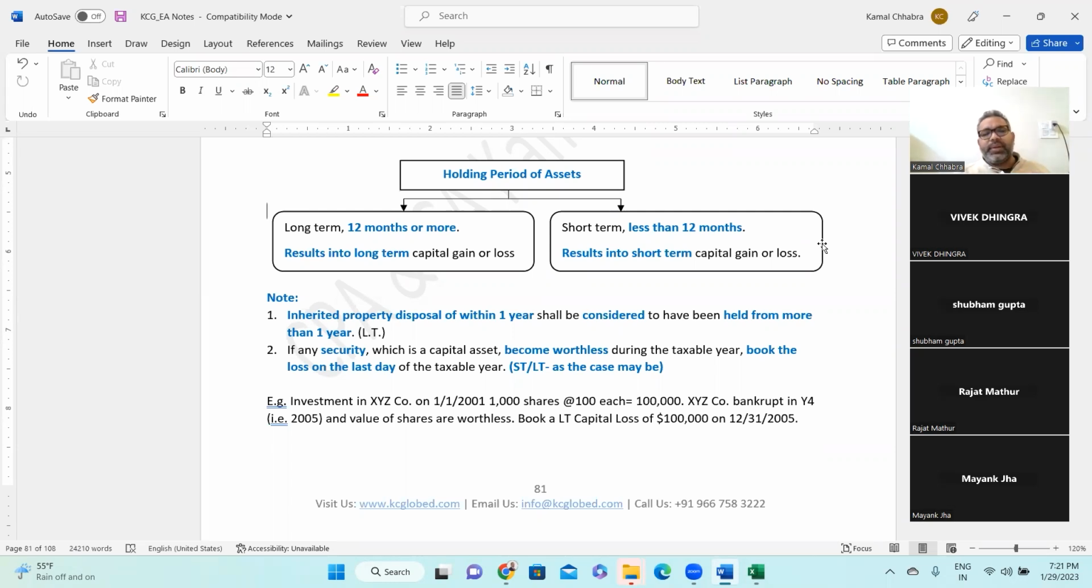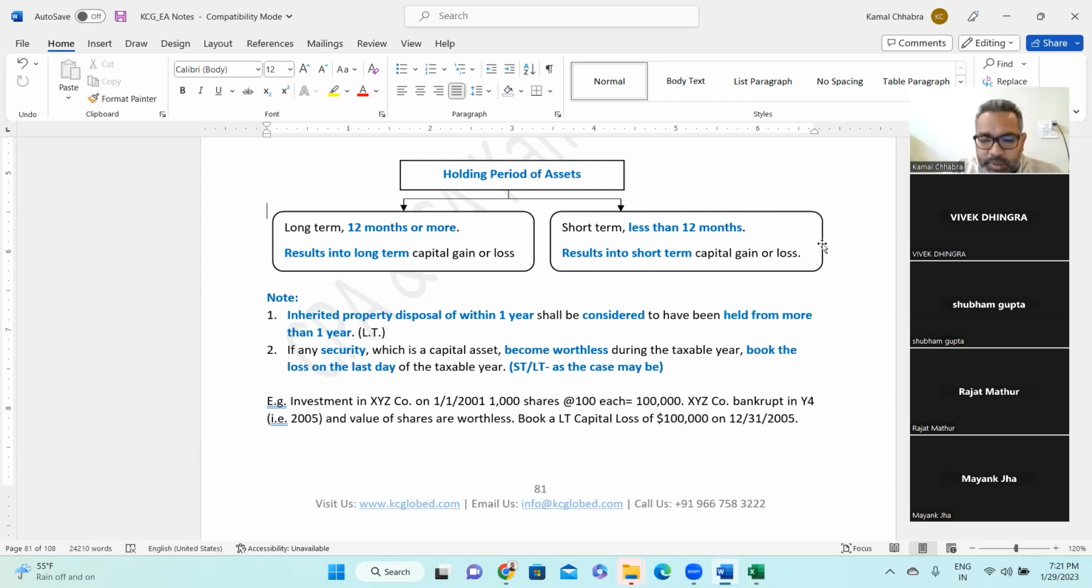We'll come to that. There are slabs. Okay sir. Right. So note over here is inherited property disposal within 1 year shall be considered to have been held for more than 1 year. So if any of your clients have inherited any property, when is a property called inherited?